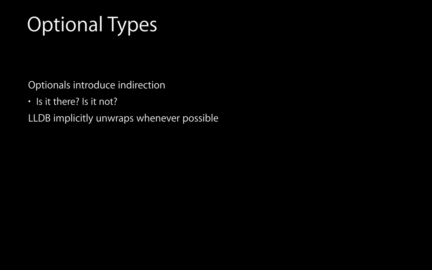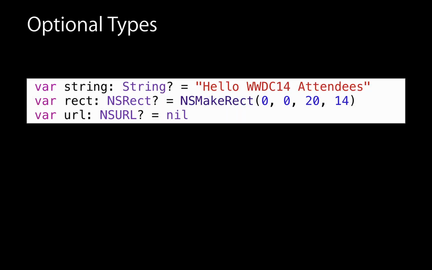When you're debugging, it will implicitly, automatically unwrap the optional, open the box for you, and show you the contents. And if there are no contents, we'll just say nil. How can we expect that to look? Let's say we're writing code, and we create a bunch of variables. We create a native Swift string, optional. We create an NSRect, a bridge struct, optional. And we create an NSURL, optional. And we choose to not put anything in the NSURL.